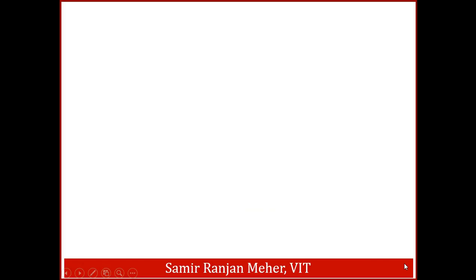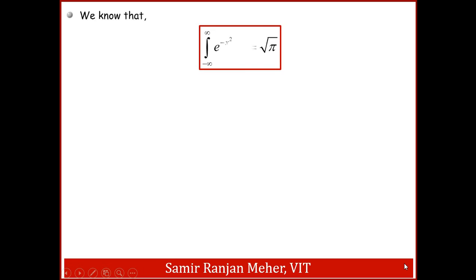To find the proportionality constant Cn, let us use the standard integral, that is the integration of exponential minus x square in the limits minus infinity to plus infinity. The result of this integral is root over pi, which can easily be solved using contour integration.